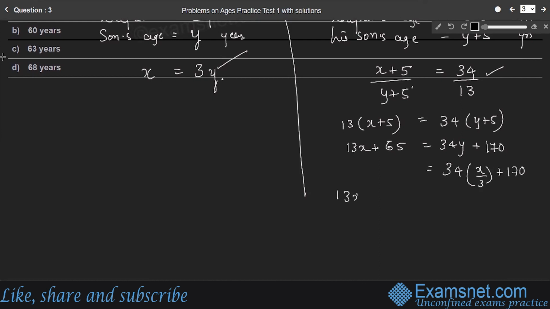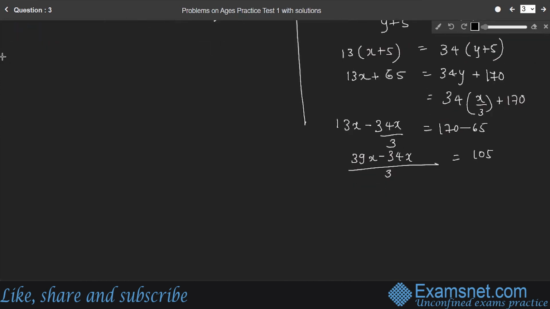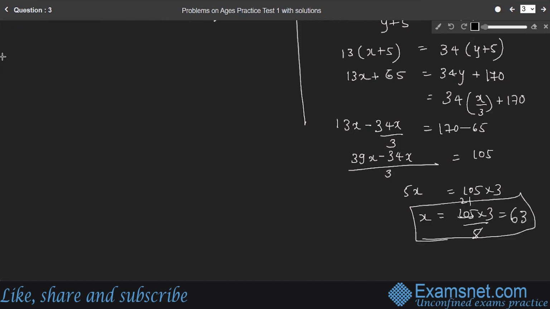Substitute that: 34 into x by 3 plus 170. Therefore, we can write 13x minus 34x by 3 as 170 minus 65. Taking 3 as LCM, 13 into 3 is 39. 39x minus 34x is equal to 170 minus 65, which is 105. Hence 5x is equal to 105 into 3. Therefore, the value of x is 105 into 3 by 5, which is 5 into 21. 21 into 3 is 63. Here, the value of x is 63.